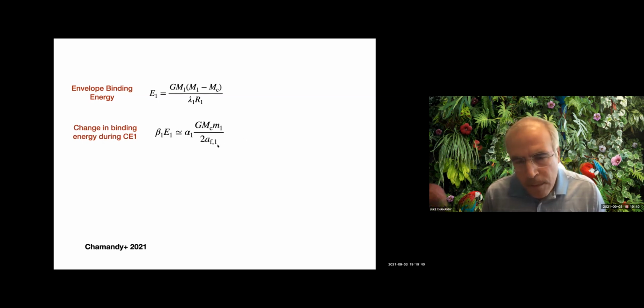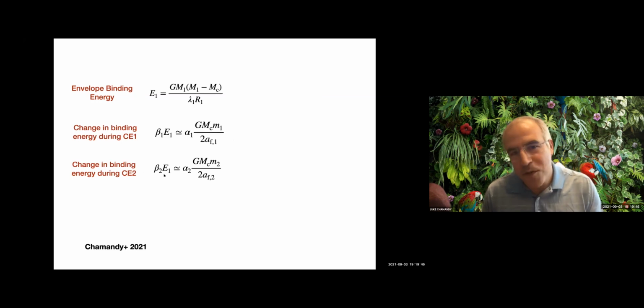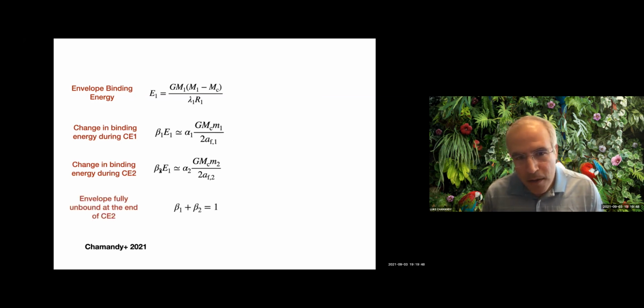You can check that. And then you have the second common envelope with the observed planet, and that removes the rest of the binding energy. So beta 1 plus beta 2 must be equal to 1. So basically we ask the question, okay, how much binding energy can the observed planet remove? And then whatever is left over has to be removed by the original companion that's hypothetical.